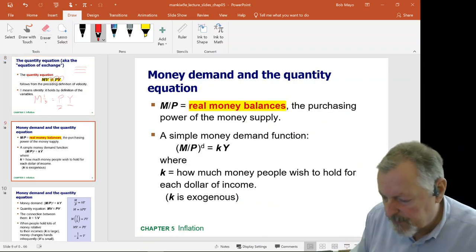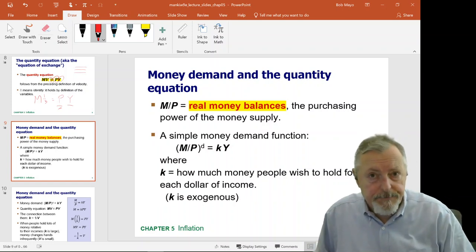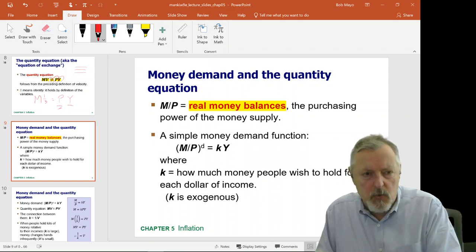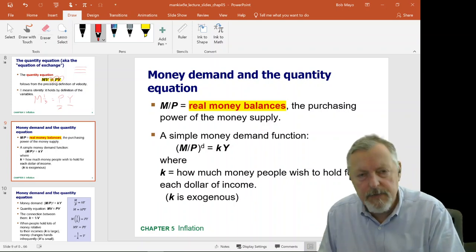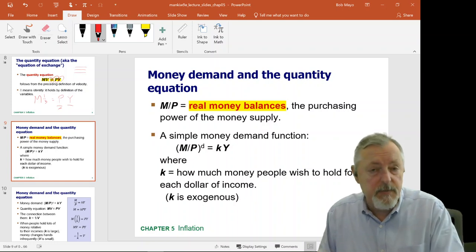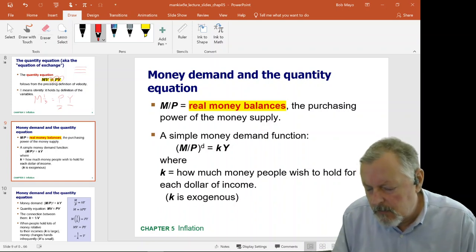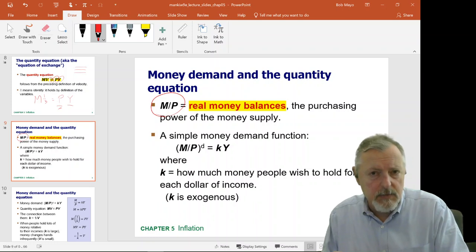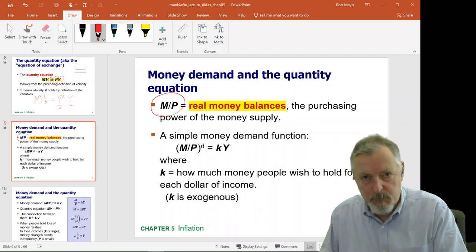Now, the concept of real money balances. You want to have cash to buy things. And how much cash you want to hold depends on the price of things. If you want to buy 5 units of output, as the price of output changes, the amount of cash you need to buy it changes. But if you abstract out from price, which is the money supply divided by the price level, then that's the amount of cash it takes you to buy 1 unit of output.